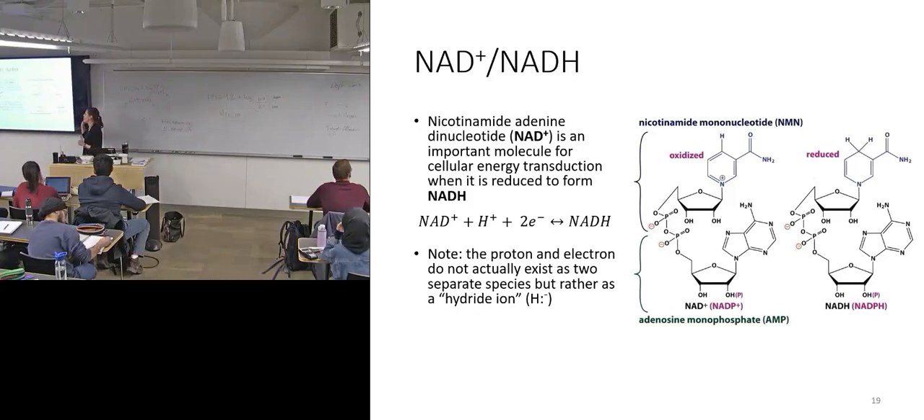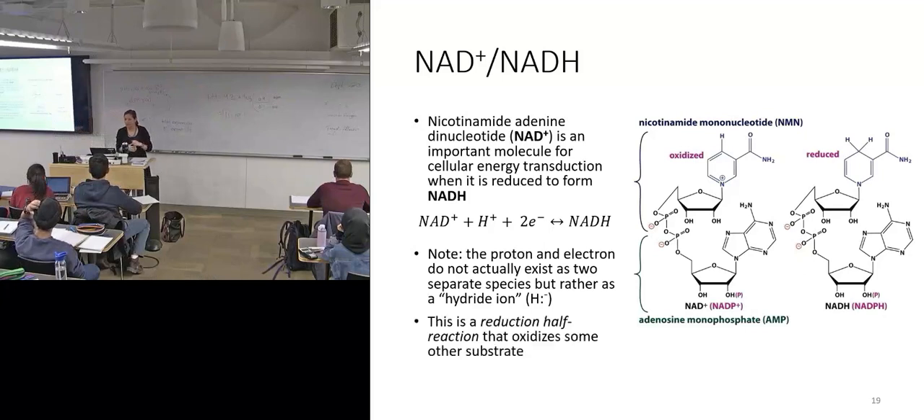And then down here, another way you can search for it, and that you'll see a lot, is this group, the AMP group, could be phosphorylated. So you might see it as NADP and NADPH. It can be in a phosphorylated or unphosphorylated form, okay, the NAD.